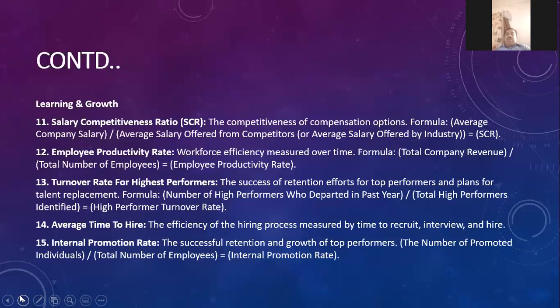Average time to hire, that means how many times we are going to hire in a year, we can observe in this part. Then internal promotion rate. Internal promotion rate means the growth, the top performance, and the top performers who are performing in this, how we are encouraging them through giving some promotion, we can observe in this part.